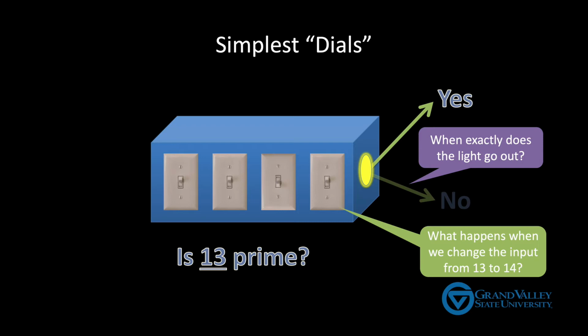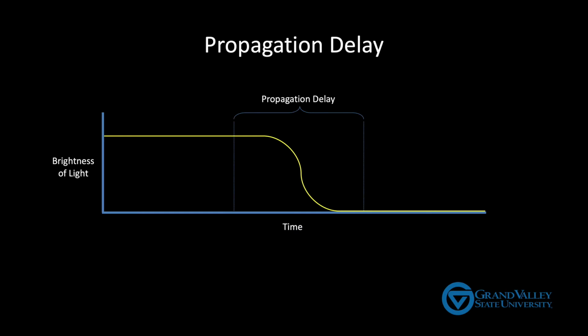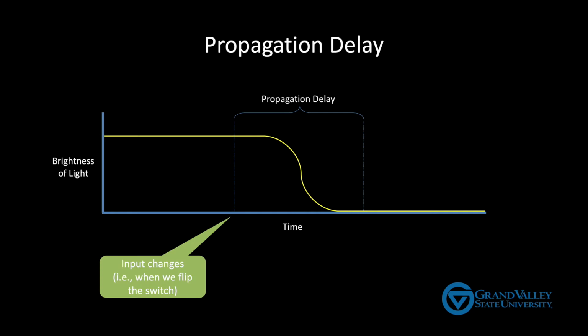This time needed for a circuit to generate a new output in response to a change in the input is called the propagation delay. Specifically, the propagation delay is the time we must wait after changing the input, or in this example, flipping a switch, before the output is guaranteed to have its final value.